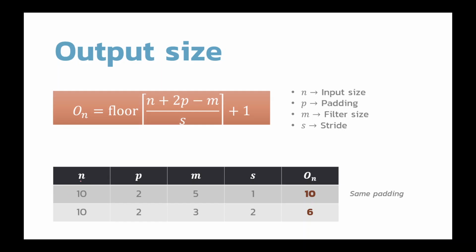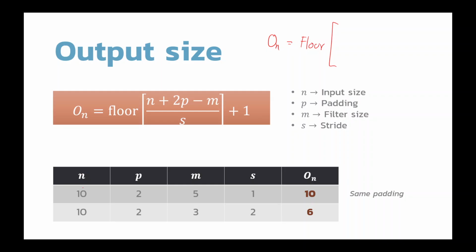So let's use the first example to see what the output is going to be. Okay, so my output is going to be equal to the floor, like the floor meaning that it takes the lower integer of the result, right?